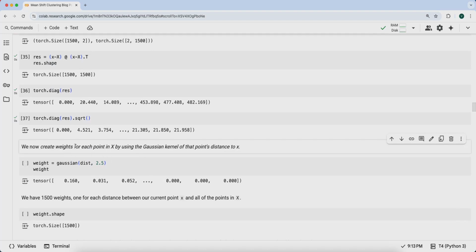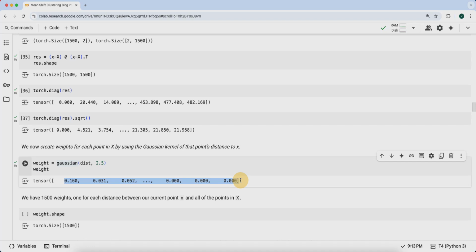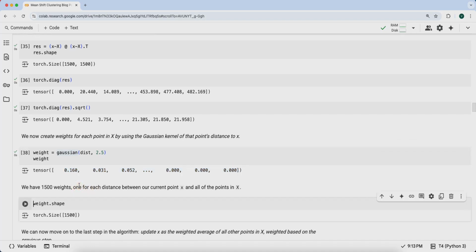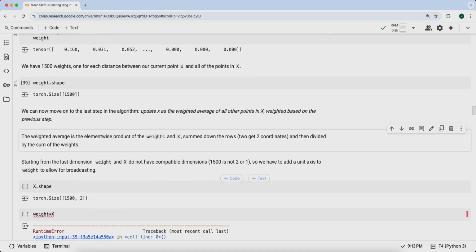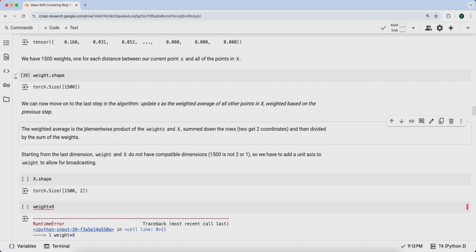So the next thing is we create weights for each point in big X by using the Gaussian kernel of that point's distance to x. So I just pass my distance through my Gaussian function, and I get 1500 weights. And now we go on to the last step. We want to update x as the weighted average of all other points in x, weighted based on the previous step. So what we're going to do is take the element-wise product of weights by x, because we want each coordinate, the x and y coordinate, in big X to be multiplied by the weight. And then we're going to sum down the rows, so we get 2 final coordinates. And then we're going to divide by the sum of the weights, so we get our weighted average.